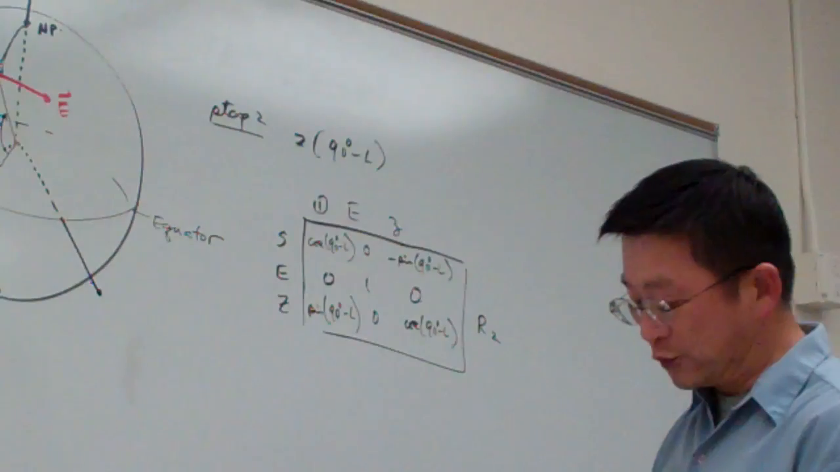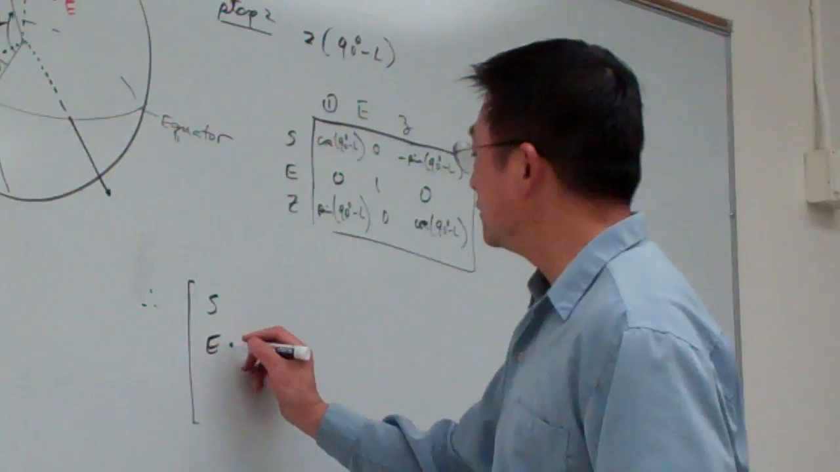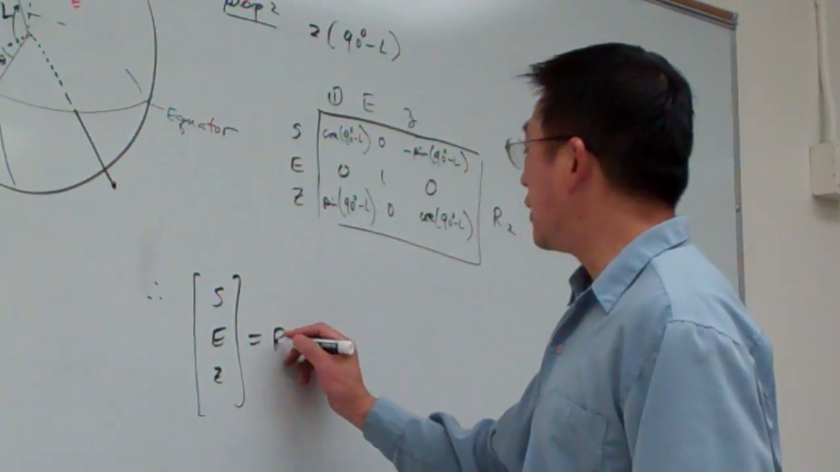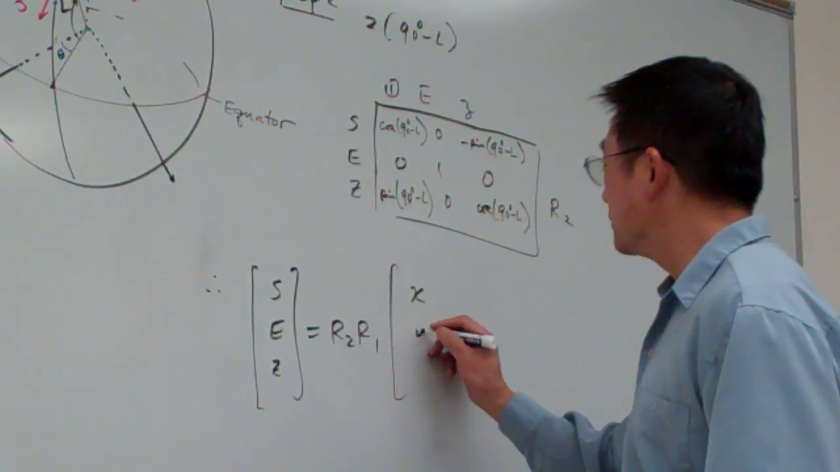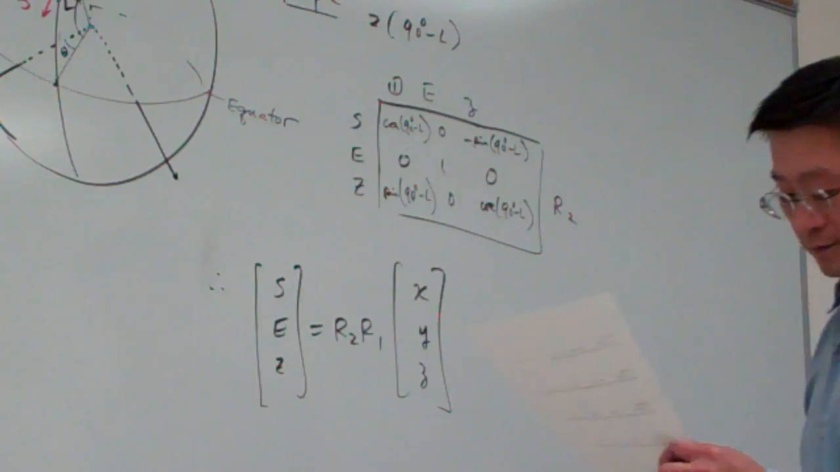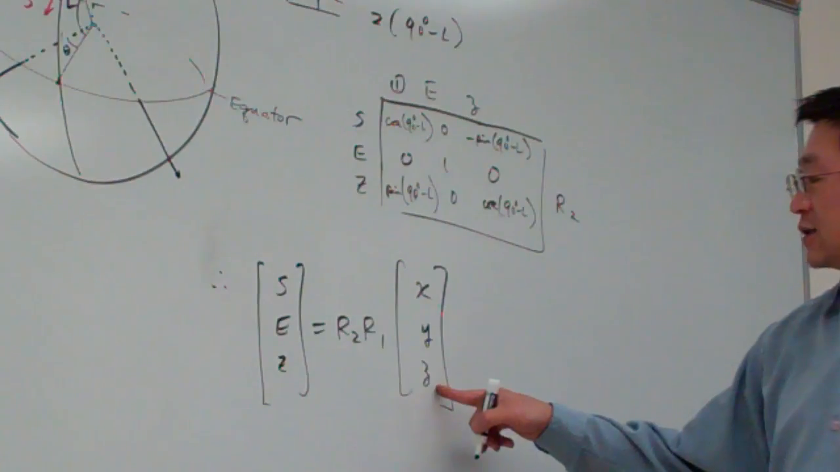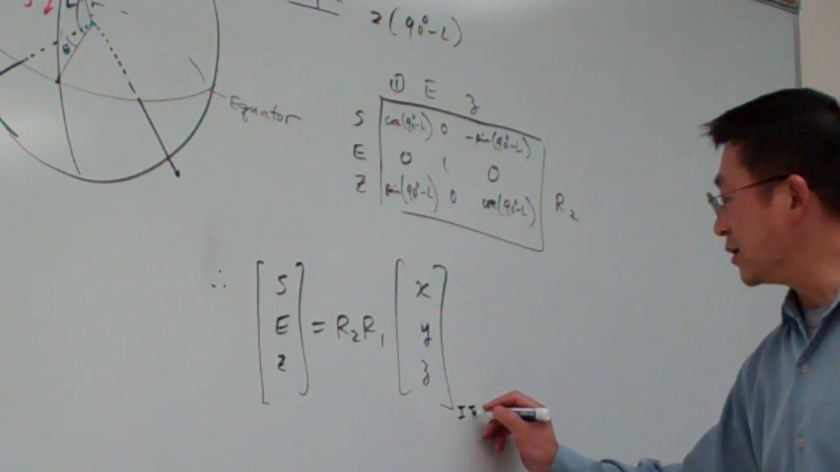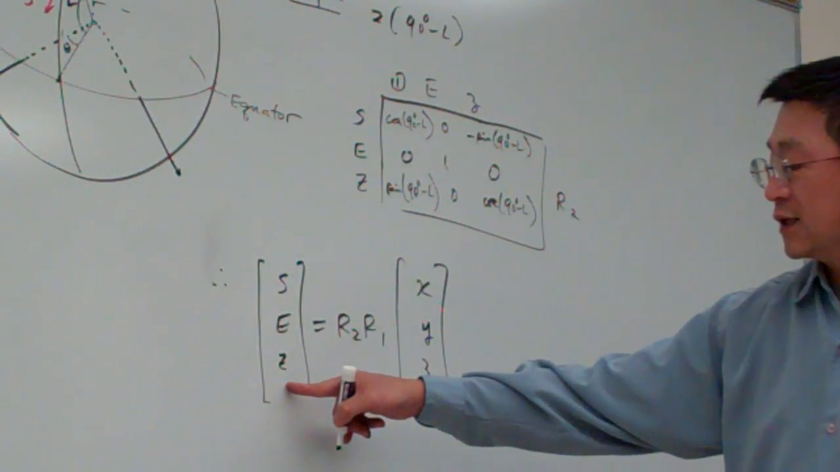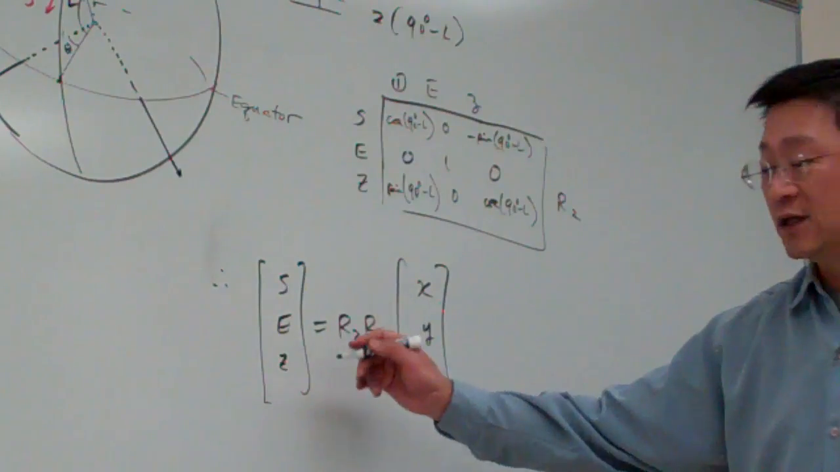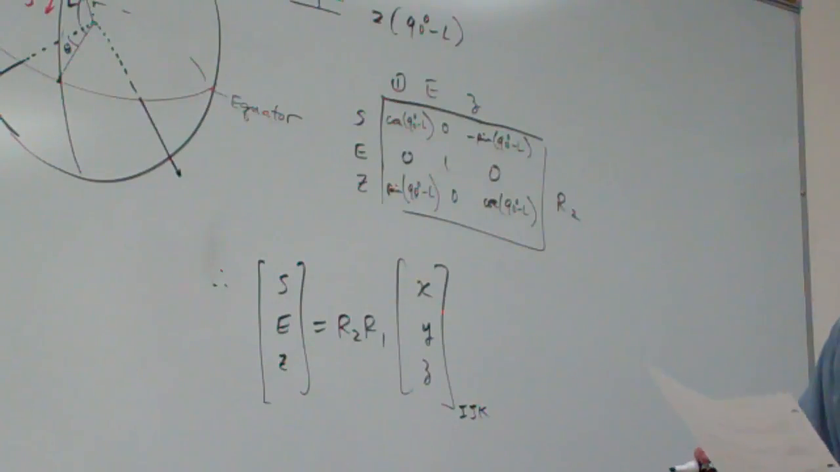Give me one more minute and we'll be done. So therefore, SEZ will be equal to R2 R1 times XYZ. Okay, so XYZ is the coordinates expressed in the geocentric coordinate system. SEZ is the coordinates expressed in the SEZ coordinate system. Okay, so under these notations, I think this one.